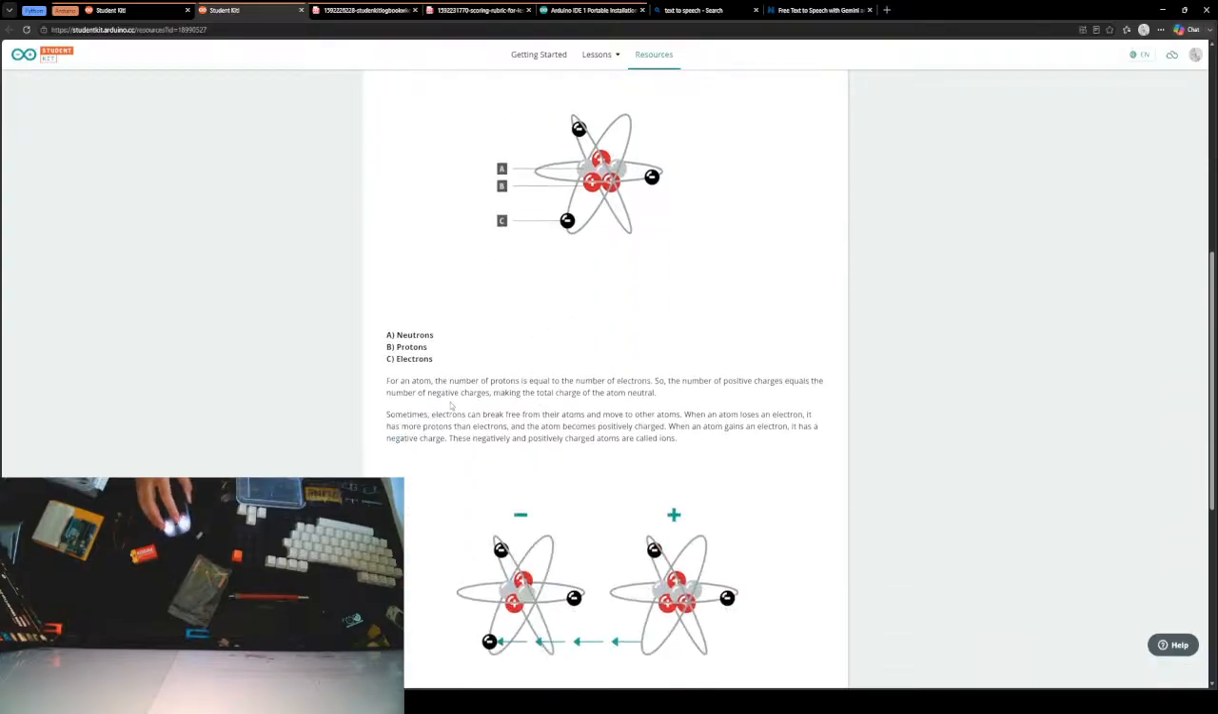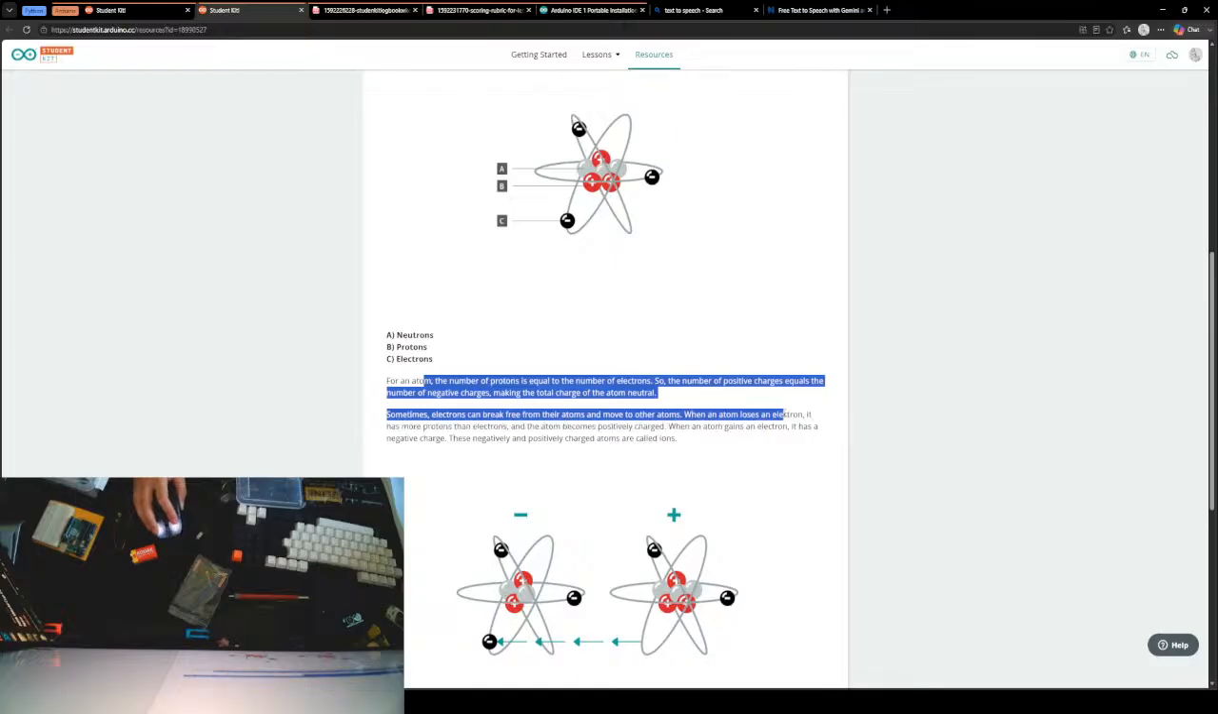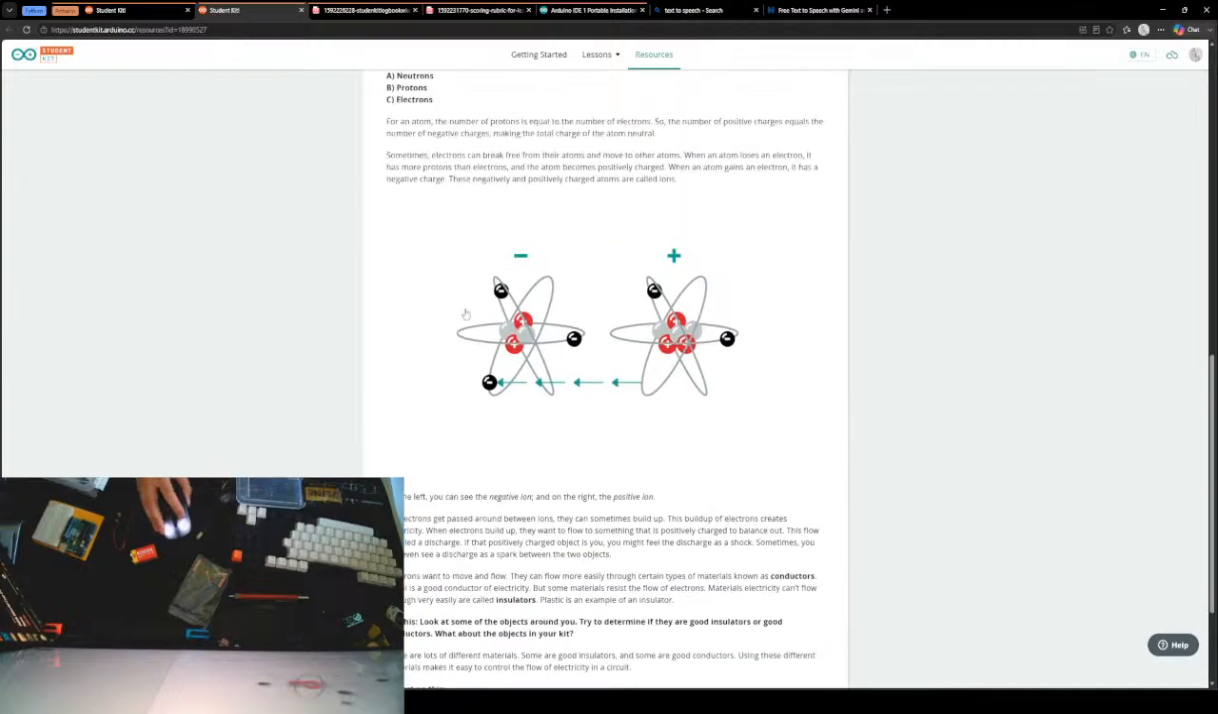Proton, neutron, electron. For an atom, the number of protons is equal to the number of electrons. So the number of positive charges equals the number of negative charges, making the total charge of the atom neutral. Sometimes electrons can break free from their atoms and move to other atoms. When an atom loses an electron, it has more protons than electrons, and the atom becomes positively charged. When an atom gains an electron, it has a negative charge. These negatively and positively charged atoms are called ions. On your left, you can see a negative ion, and on the right, you can see a positive ion.